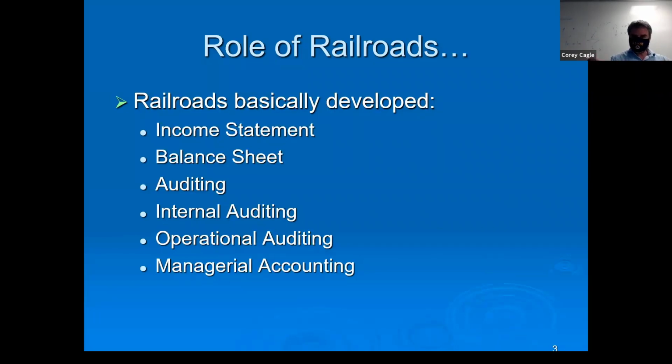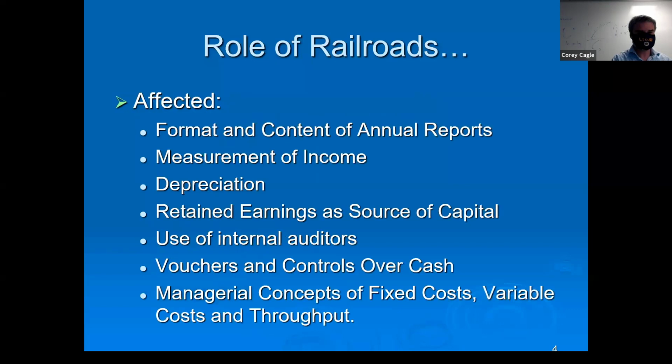Investors are pouring unprecedented amounts into these projects. They need to monitor management. So there's a need now for more public reporting of these financial statements and things like that. Regulators at the state level, regulators at the national level, they need to control rates. They need information. So all of this affected the format and the content of annual reports. The way we measure income, depreciation was new. We didn't really have these long-term, long-lived assets until railroads came about.